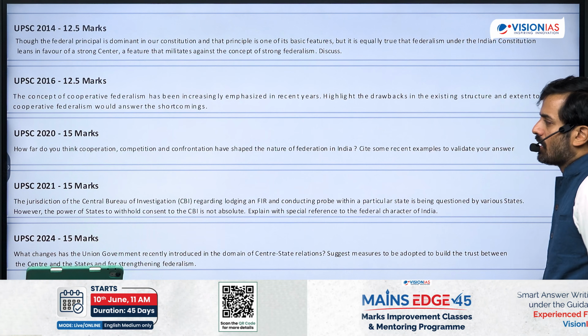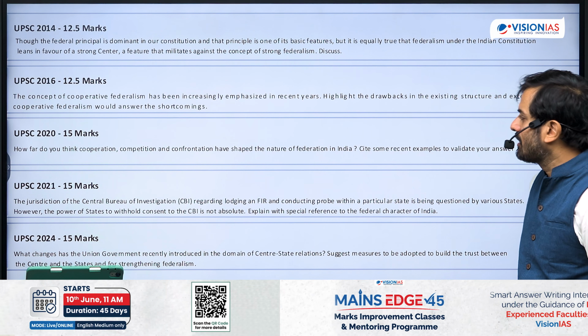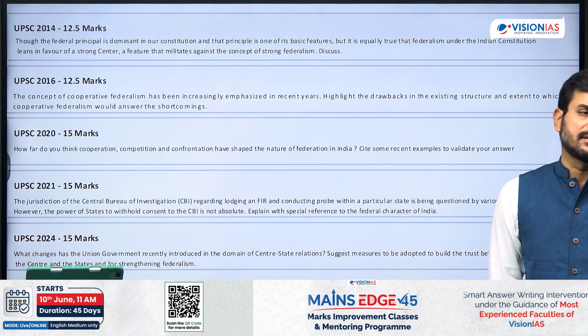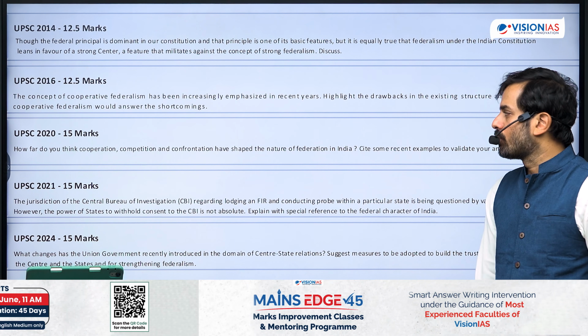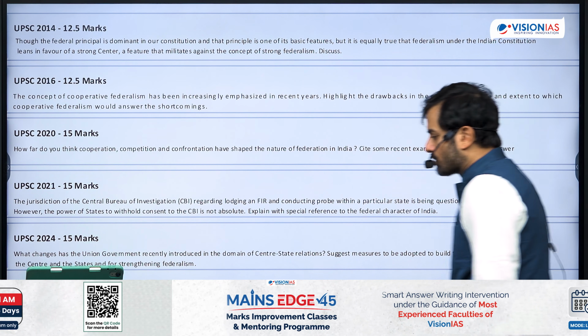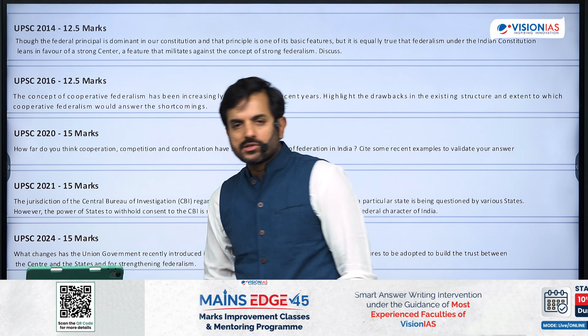2016, the question was, the concept of cooperative federalism has been increasingly emphasized in recent years. Highlight the drawbacks in the existing structure and the extent to which cooperative federalism would answer the shortcomings. So again, what is cooperative federalism?